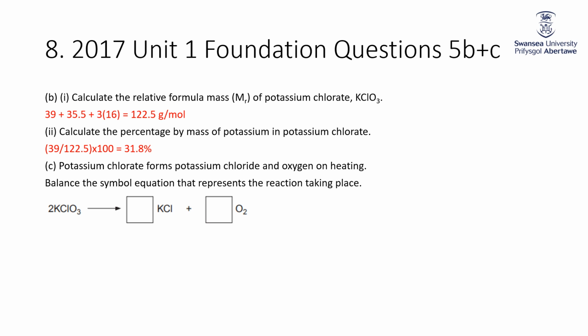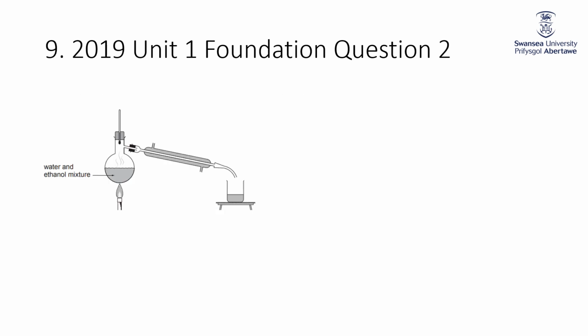So looking at this, we can see that there are 2 calciums on the left side. So we need a 2 in front of the KCl. And there are 6 oxygens on the left side, and that means we need a 3 in order to get 6 oxygens on the right side.